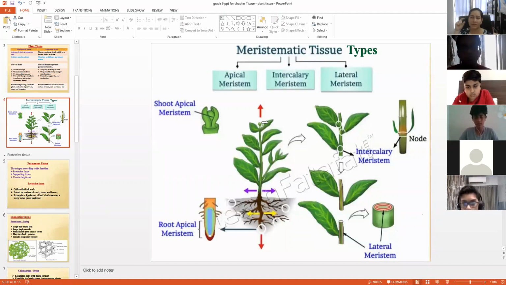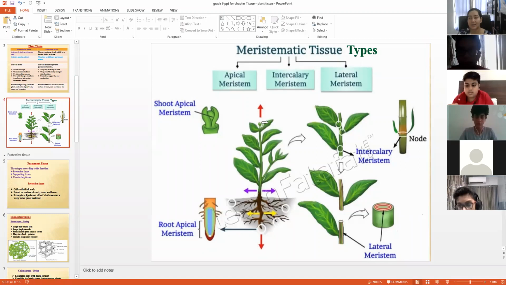Children, when you see a small plant, the stem is so tender, right? It is very thin. But as the plant grows, the stem starts getting bigger. It starts achieving some circumference. That is the lateral meristem. The growth is happening on the outside as well as on the inside.